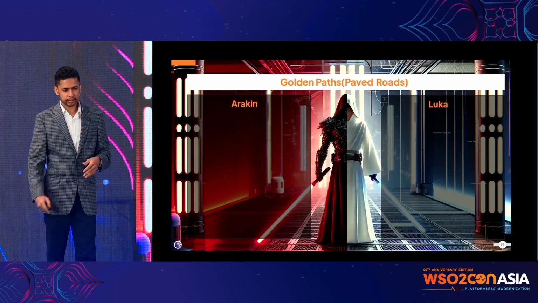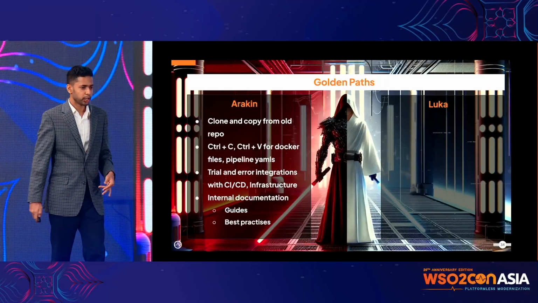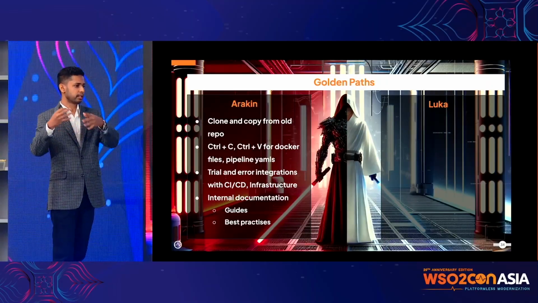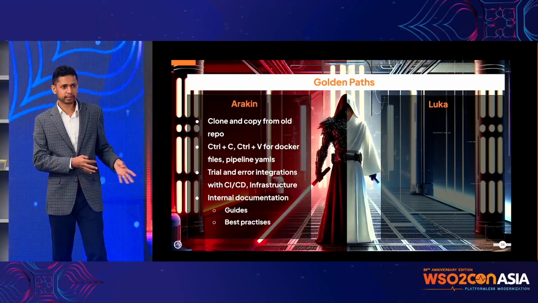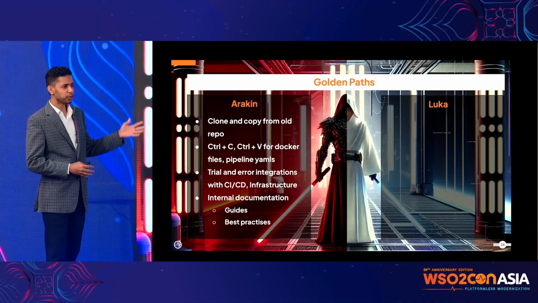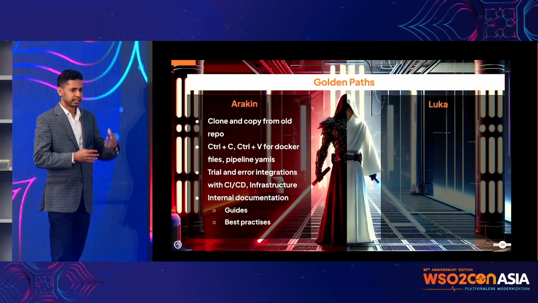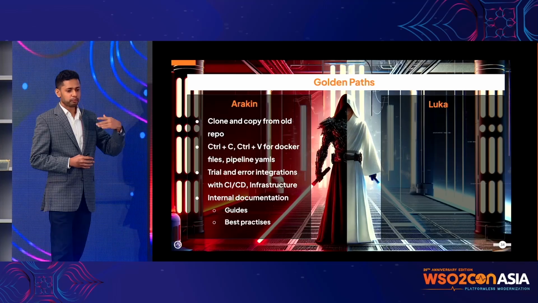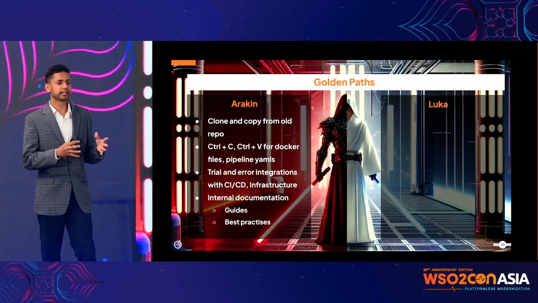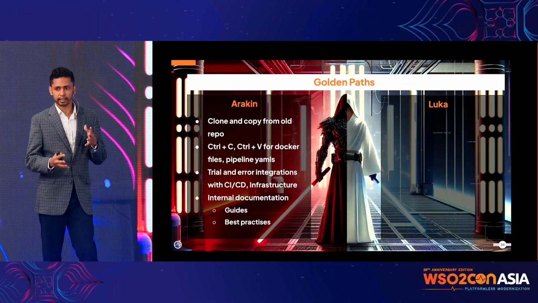How this happens in traditional legacy enterprises: you clone and copy from an old repo, remove the files, put your new source code there, and get it up and running. It happens. I have seen that happen. Or you copy and paste your Docker files and pipeline YAMLs from some other repo, find and replace, and get it working. You do trial and error on CI/CD configuration and infrastructure provisioning configurations, and get it running.